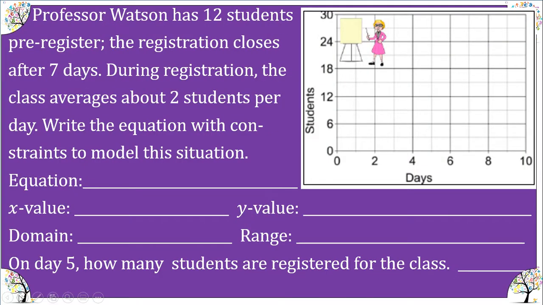Professor Watson has 12 students pre-registered. The registration closes after 7 days. During registration, the class averages about 2 students per day. Write the equation with constraints to model the situation.